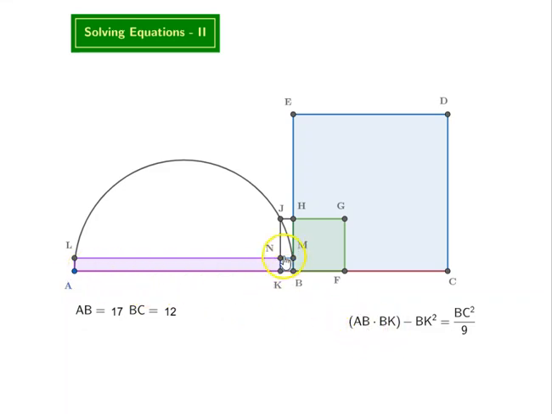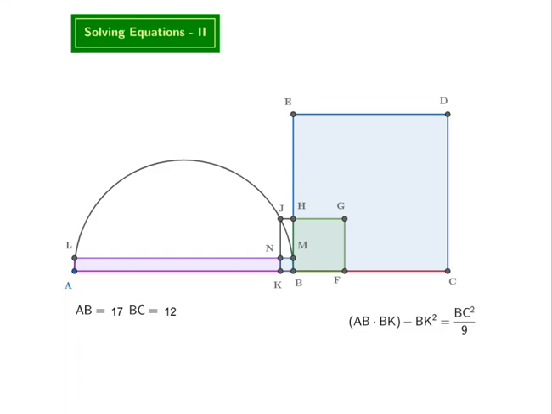Now from this, if we subtract BK square, we are left with this purple rectangle. Now that is going to be equal to this green square, that is BC square by 9. So we have solved this equation. Actually, we don't have to do any additional construction here, because the moment we find K, we have solved the equation.